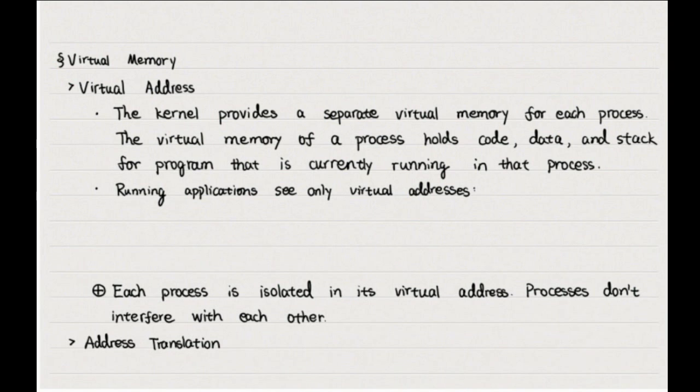Welcome back. In this unit, we'll talk about virtual memory. Let's first talk about virtual address. The kernel provides a separate virtual memory for each process. The virtual memory of a process holds code, data, and stack for the program that is currently running in that process. Running applications see only virtual addresses. For example, program counter and stack pointer store virtual addresses.